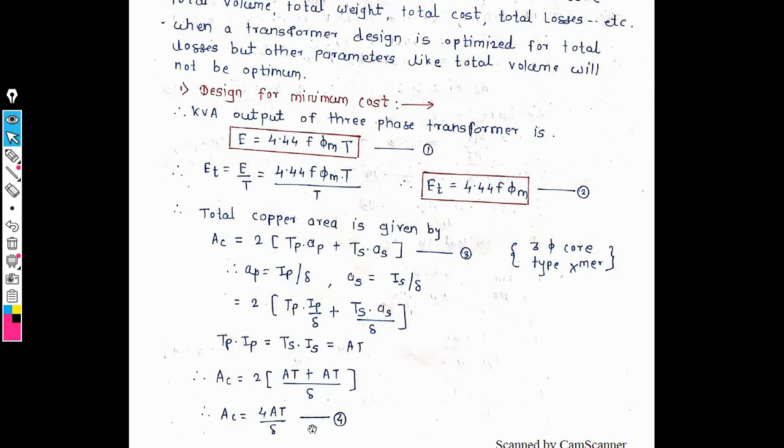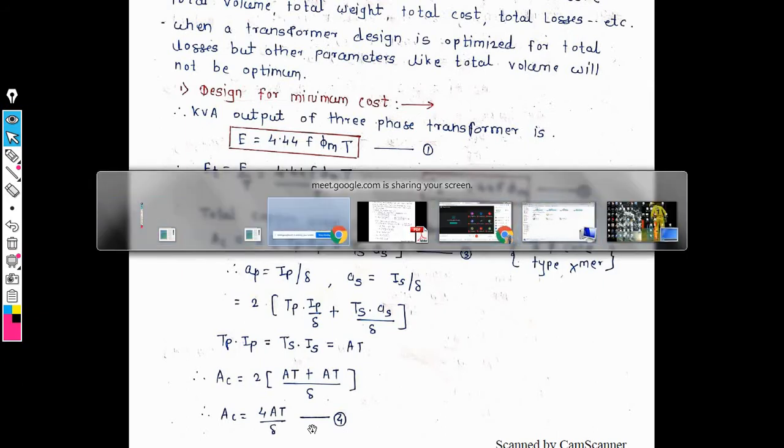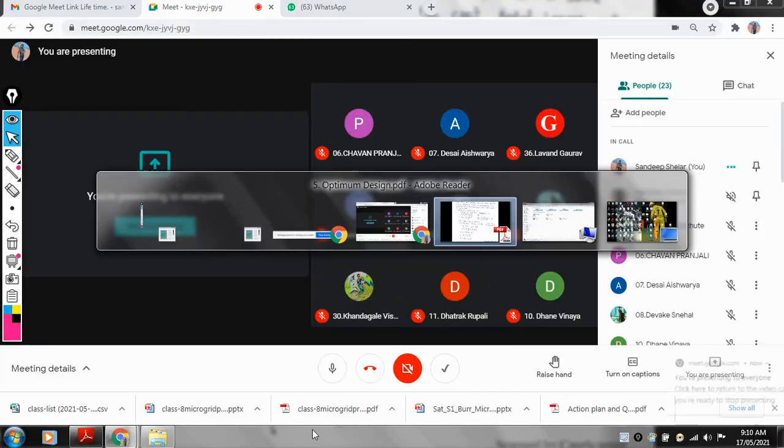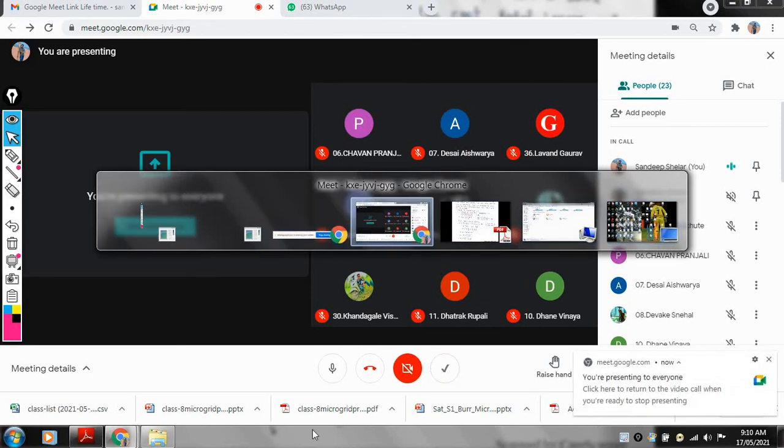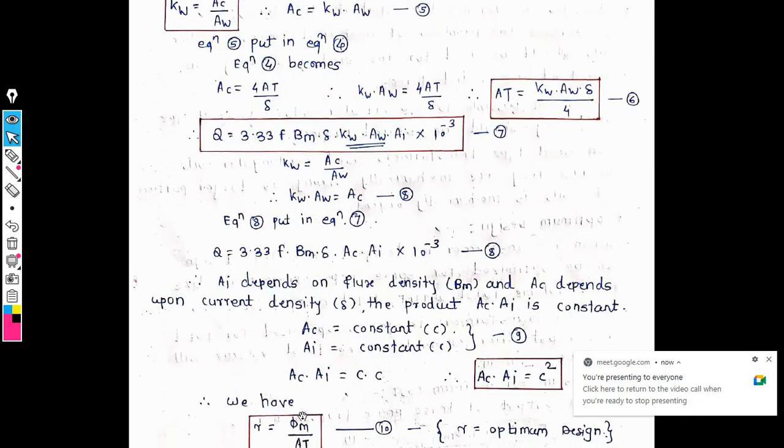Now we also need to find the minimum parameters which are required to find the minimum cost of the transformer. Then the next formula is the window space factor, that is KW is equal to AC upon AW. Then AC is equal to KW into AW. That is equation number 5, put in equation number 4. That is equation 4 becomes AC is equal to 4AT upon sigma.